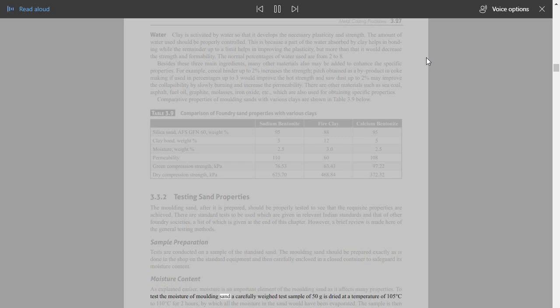To test the moisture of molding sand, a carefully weighed test sample of 50 g is dried at a temperature of 105 degrees Celsius to 110 degrees Celsius for 2 hours, by which all the moisture in the sand would have been evaporated. The sample is then weighed. The weight difference in grams when multiplied by 2 would give the percentage of moisture contained in the molding sand.